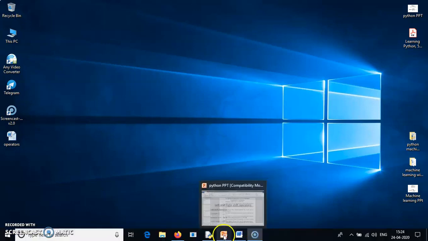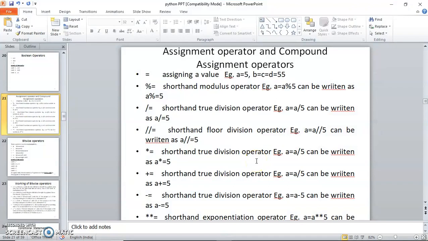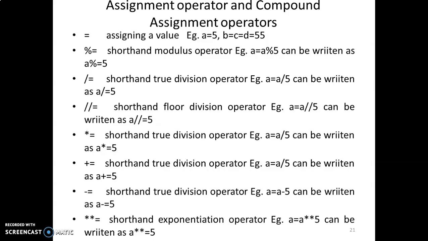In today's session, we'll be discussing the assignment operator, the compound assignment operators, and the bitwise operators. As you know, the assignment operator is used to assign values to variables. It could be a value being assigned to a single variable, or it could be multiple variables being assigned one value in one single statement.